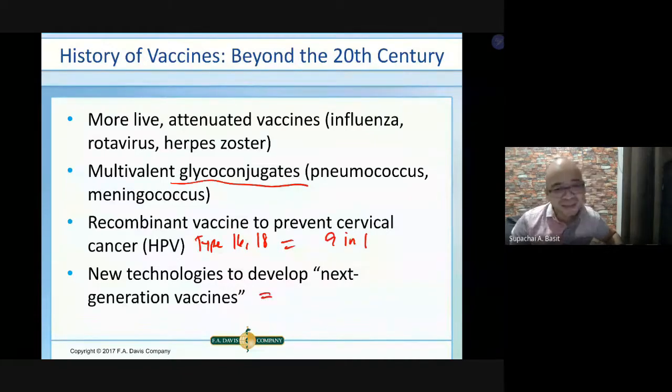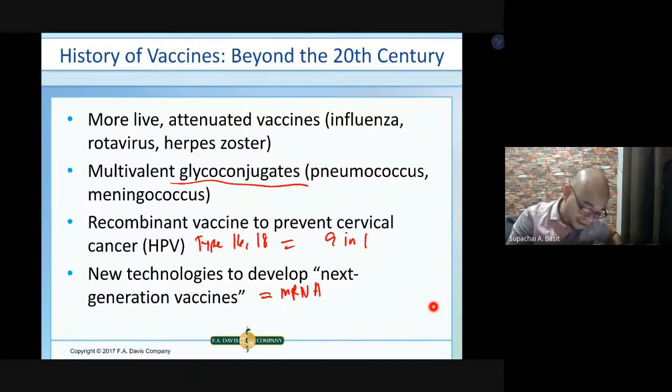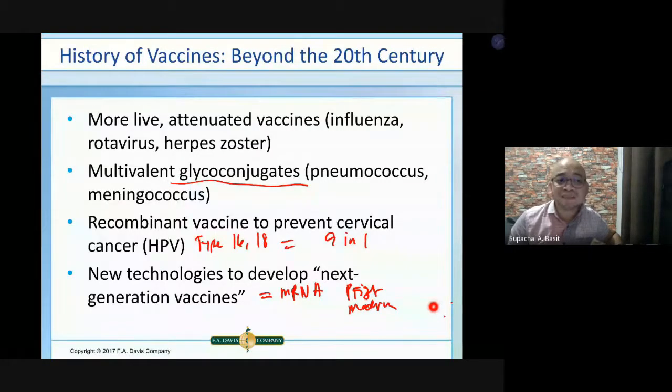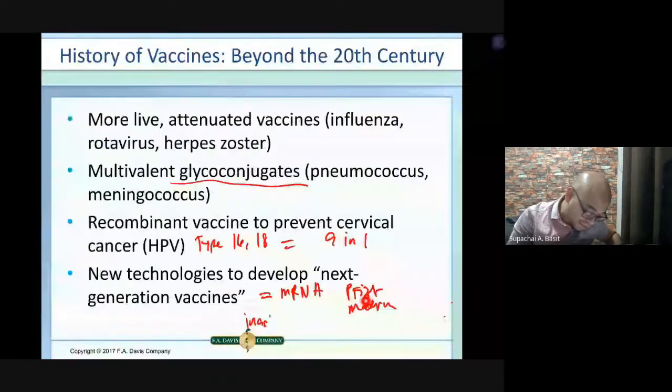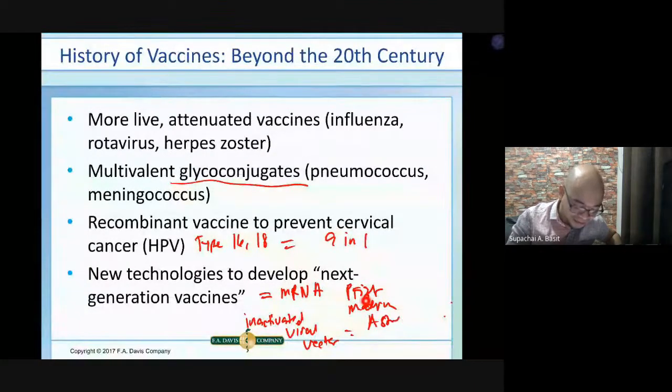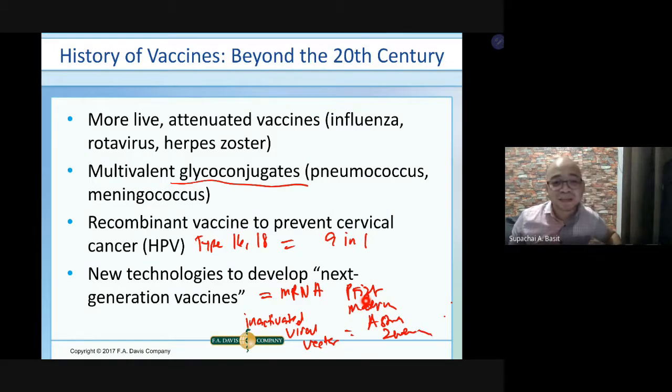A new generation vaccine is, for example, the mRNA vaccine being used by Pfizer and Moderna. Or they are even using a viral vector, such as AstraZeneca. You know that AstraZeneca, to develop the COVID-19 vaccine, utilizes adenovirus as a viral vector. See? So we now have new technologies to develop the next generation vaccines that we are using nowadays in response to pandemics, such as the COVID-19 pandemic.